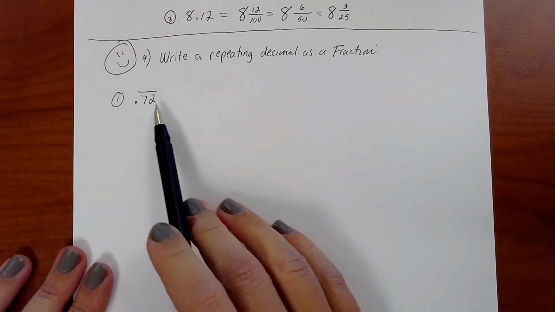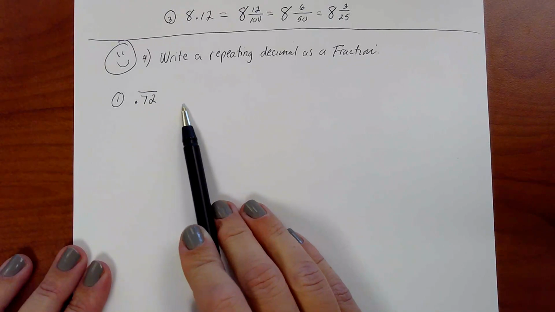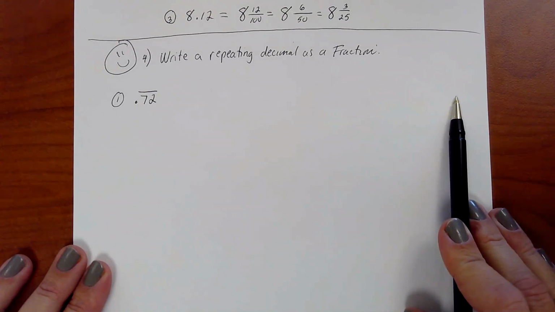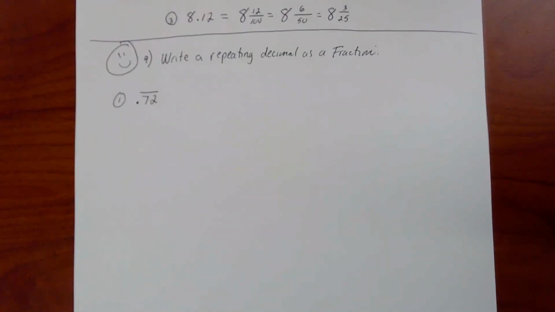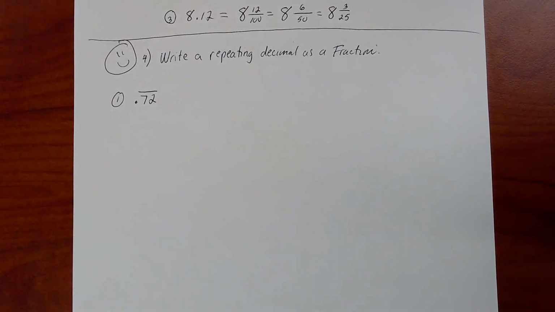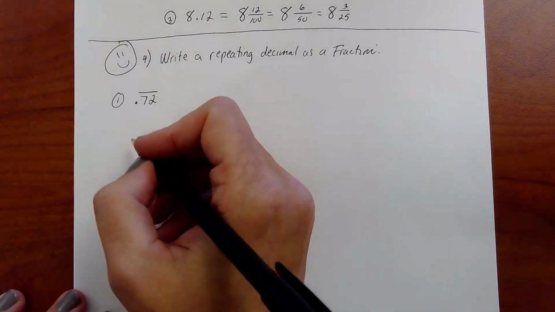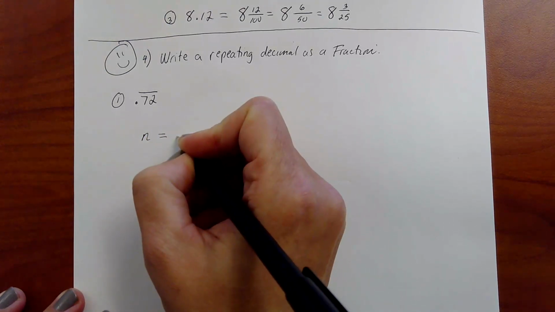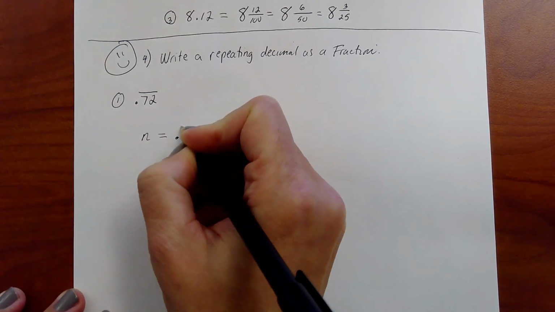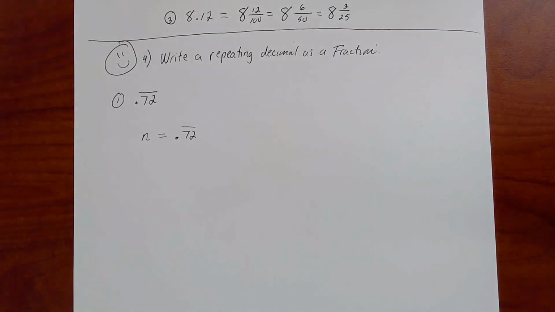That is not 72 hundredths. That really goes forever, right? So if you're going to write it exactly correct without rounding, you can't. Unless you know this method. So here's the method. What you do is you let a variable equal the repeating part. So I'm going to say n is equal to 0.72 repeating.